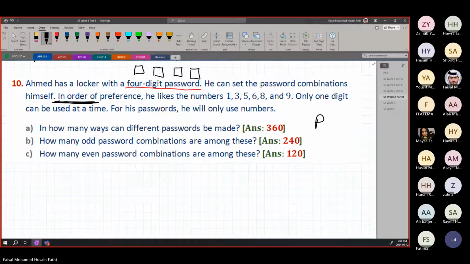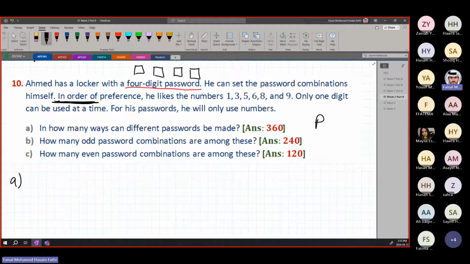Tamam? Only 1 digit can be used at a time, so we cannot use the same digit twice. For his password, he will only use numbers. So there's no letters. It's only one of these numbers that he will be choosing. All right. So let's look at the first question. Question A. In how many ways can different passwords be made?